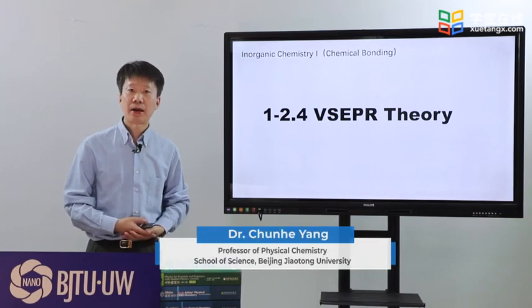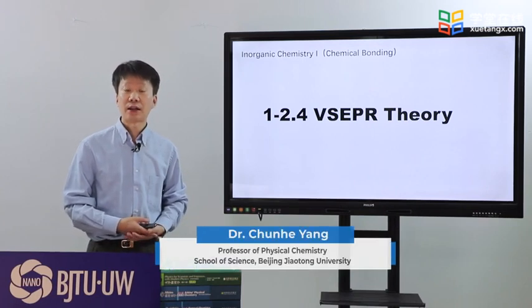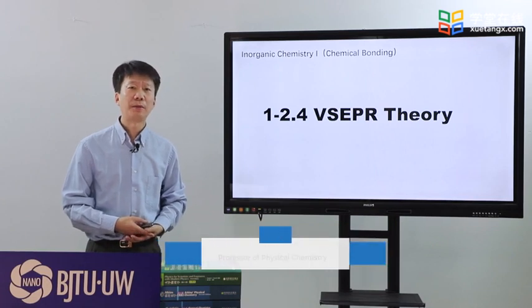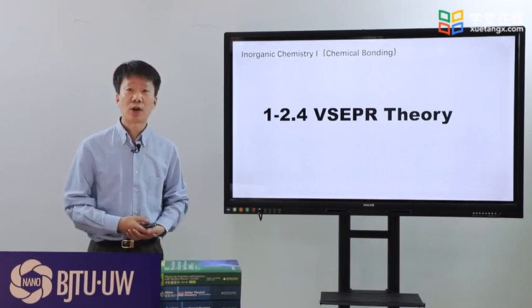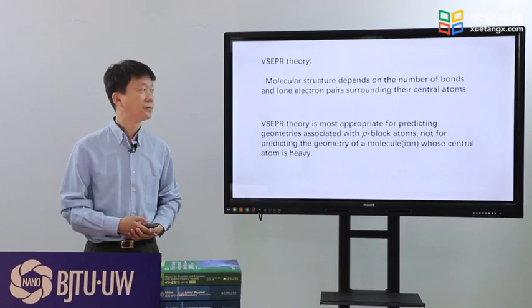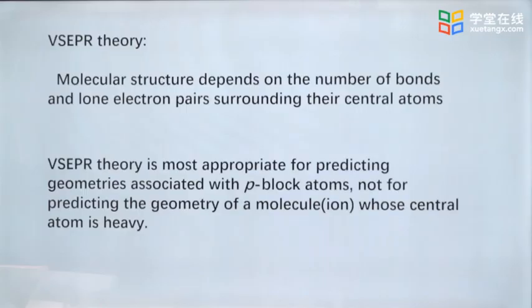Valence shell electron pair repulsion theory, VSEPR theory, is a model for people to predict the geometric structure of molecules. VSEPR theory states that the molecule structure depends on the number of bonds and lone electron pairs surrounding their central atoms. The optimized molecular structure has the balanced repulsions among the groups, bonds, and electrons in the molecule.